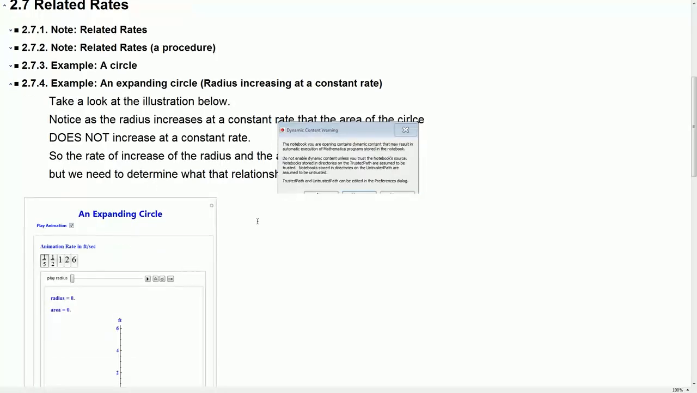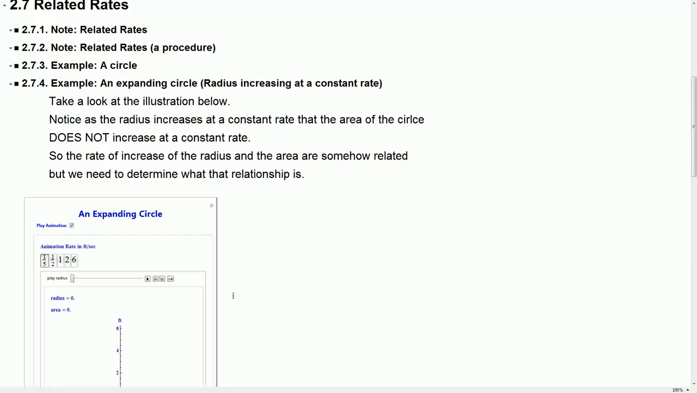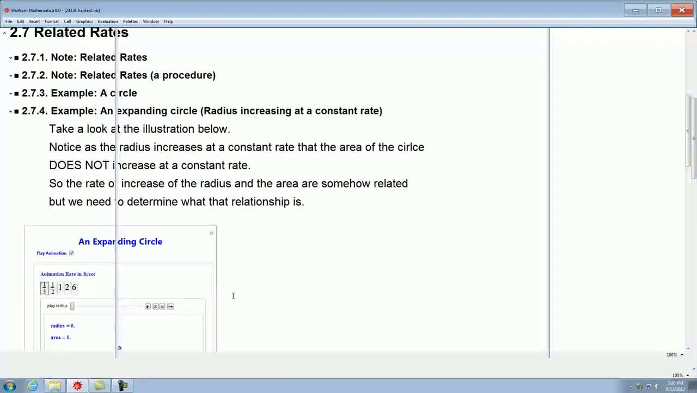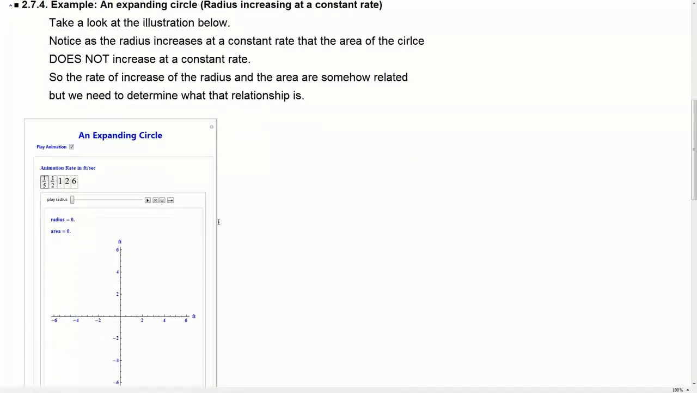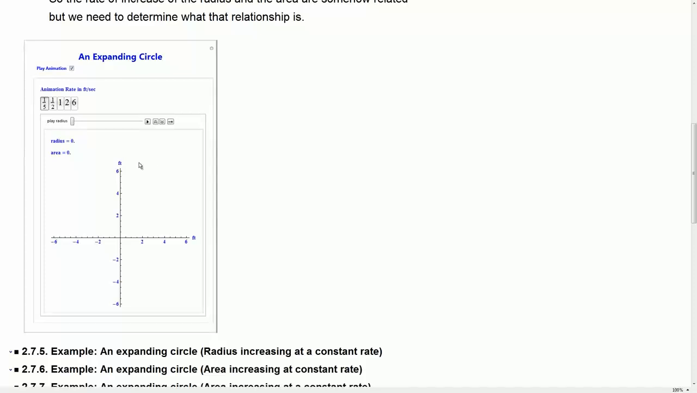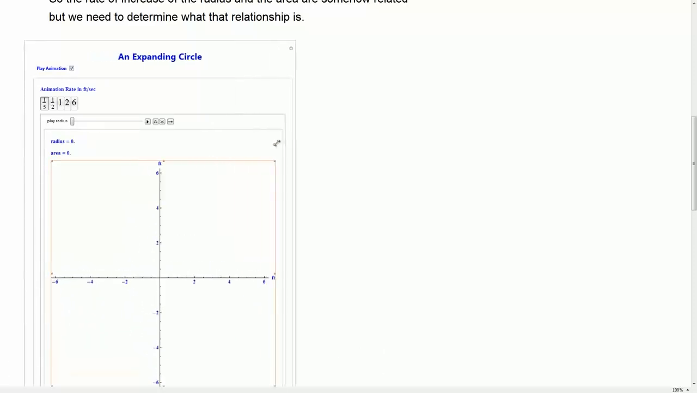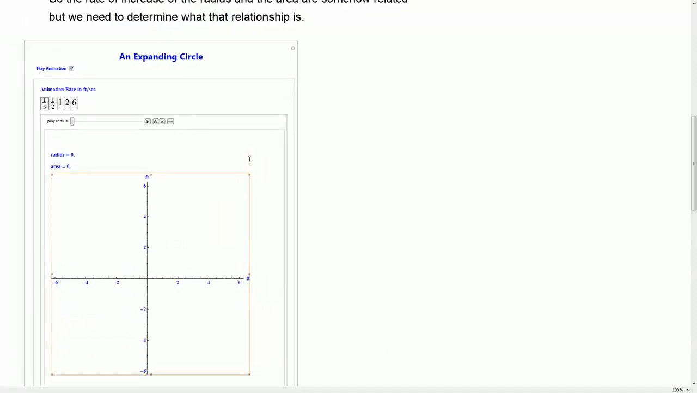And I want us to notice a few things here. Let's see. Why is this still here? Give me just a second. There it goes. All right, so we have an expanding circle. I think I'll make this larger. We have an expanding circle here.